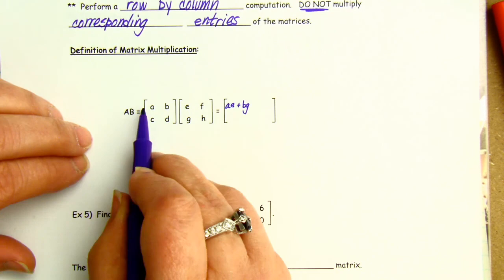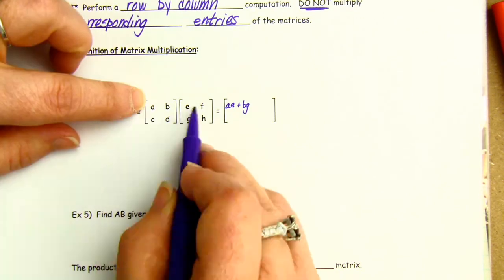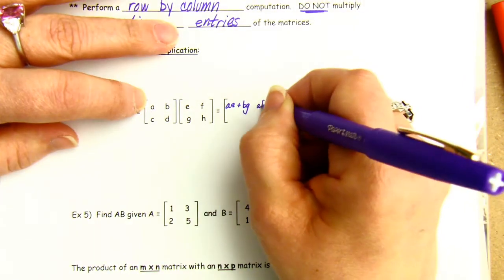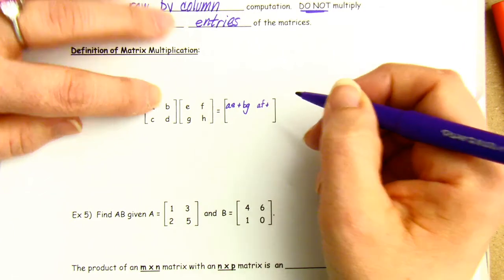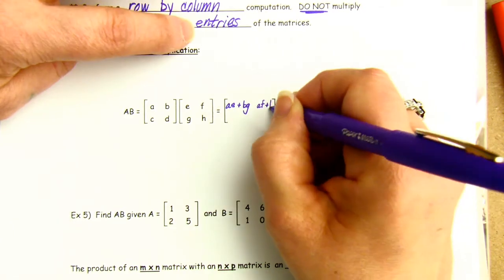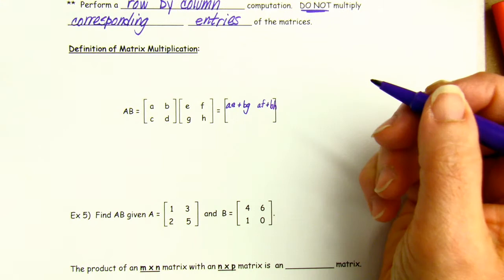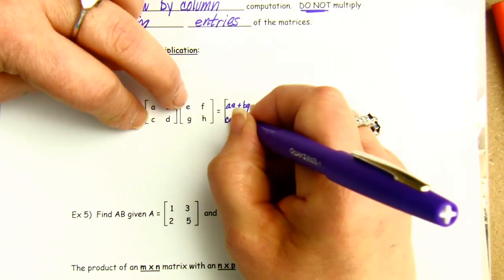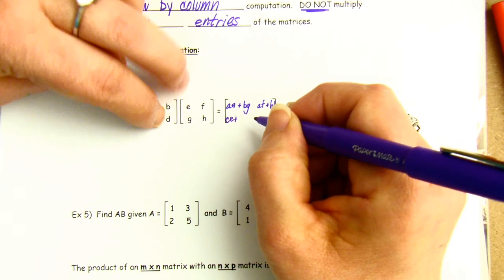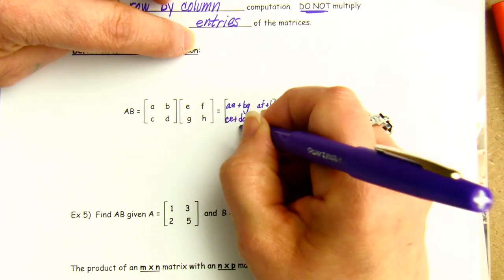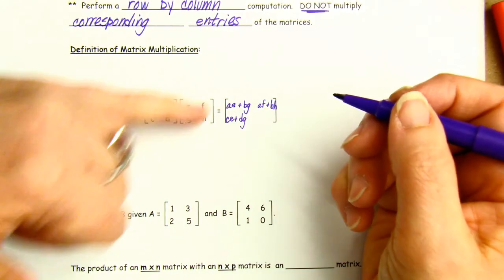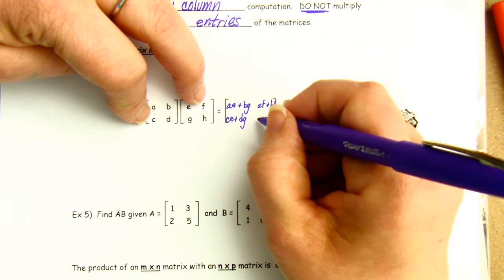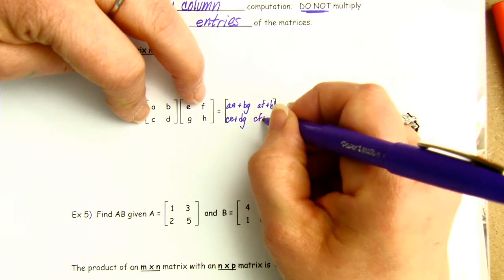Now I need the first row with the second column. That's A times F plus B times H. All right, second row, first column. That's C times E plus D times G. And now I'm going to do second row with second column. That's C times F plus D times H.